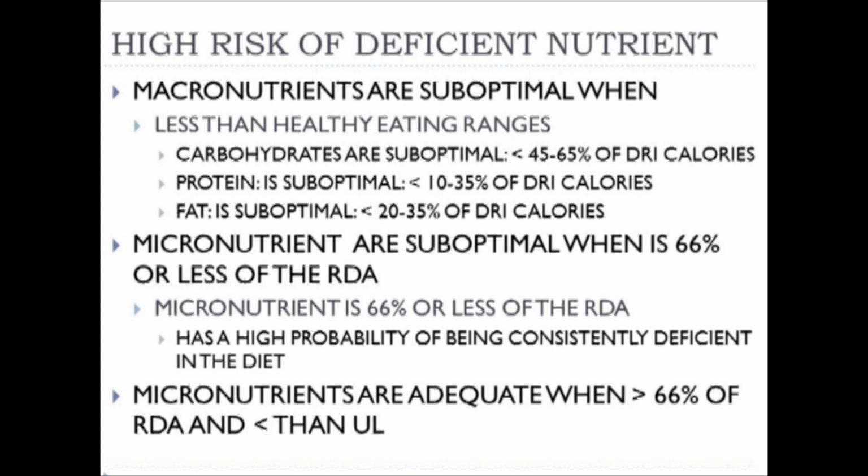When we talk about excesses and come back to macronutrients, excess would be when you're over 65% of energy coming from carbohydrates. You'd be excessive in protein intake if you're over 35% of the DRI calories, and you'd be excessive in fat intake if you were over 35% of the DRI calories. For micronutrients, excess, again, is only when you exceed the UL as indicated on the UL table previously, also found at the end of Chapter 3.